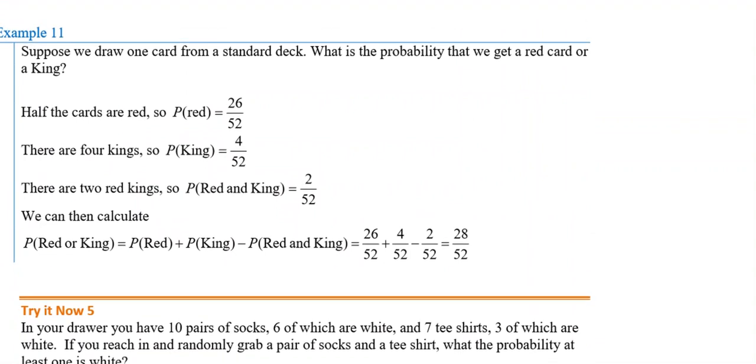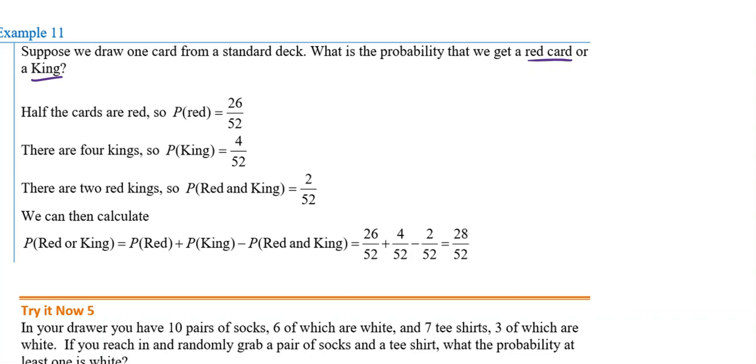Let's do this one because it shows a good example of where it's not mutually exclusive. It says, suppose we draw one card from a standard deck. What is the probability that we get a red card or a king? Now notice the difference between this and the last question. A red card or a king? Well, there are some kings that are red, aren't there? So we're going to have to take in that area of overlap, right?